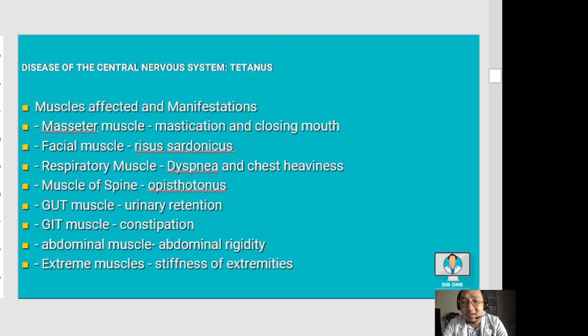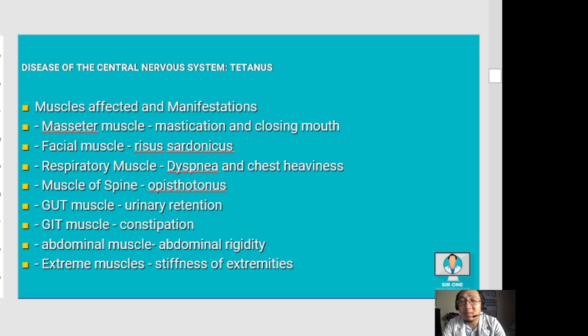Muscles affected and manifestations. Just like what I've mentioned earlier on the previous slide, manifestations depend on what muscle region or cranial nerve innervated muscles are affected. For example, we have masseter muscles, so the affected part will have problems in mastication and closing the mouth. Usually, facial muscles manifest risus sardonicus or sardonic smile. If the respiratory muscles are affected, the patient may have dyspnea or chest heaviness. Muscle spasm, opisthotonus or arcing of the back. I'll be showing a picture of how arcing of the back looks like, or opisthotonus.